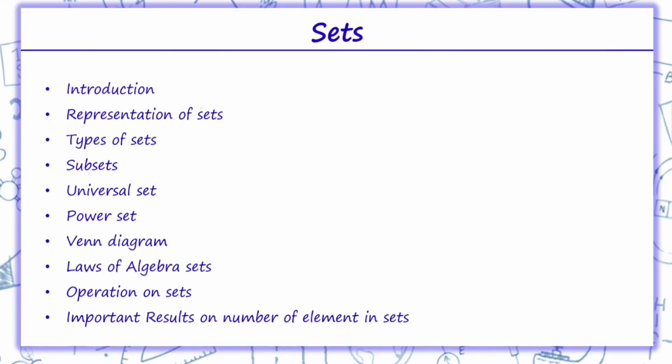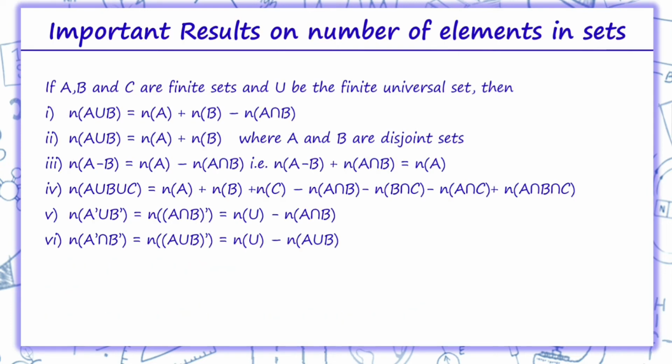In part 1 we already studied introduction, representation and types of sets. Subset, universal and power set were studied in part 2, Venn diagram in part 3. In part 4 we studied laws of algebra of sets, in part 5 operations on sets. Now in this video, part 6, we are going to study important results on the number of elements in sets.